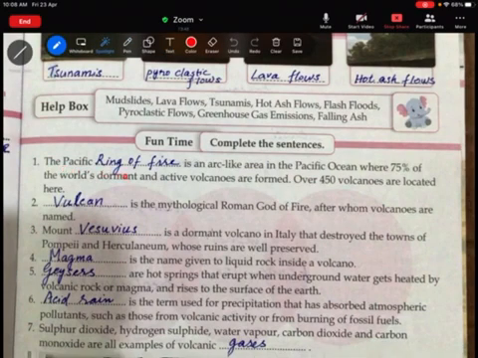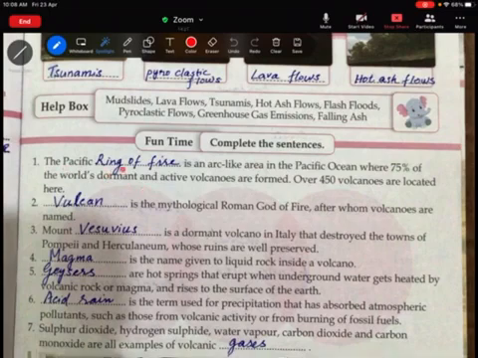The Pacific Ring of Fire is an arc-like area in the Pacific Ocean where 75% of the world's dormant means sometimes it becomes active. Sometimes means now it is not active, but after many years it becomes active, like that. Not erupted recently but could become active again. That is what is meant by dormant.